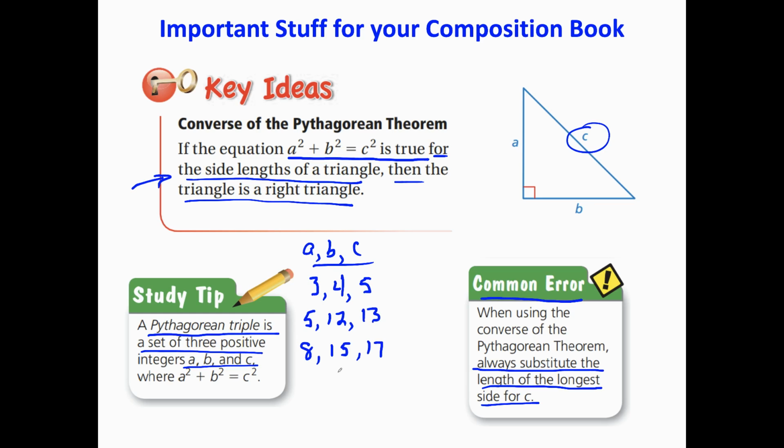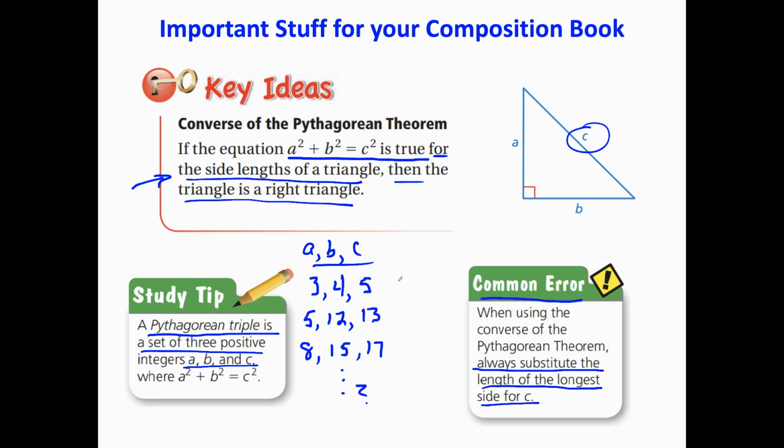Can you guys find any others? You can check this. 3 squared is 9. 4 squared is 16. 9 plus 16 is 25. 5 squared is 25. So that works.